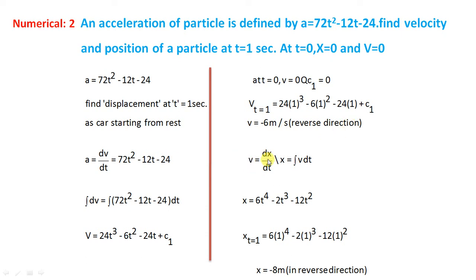Now velocity v is equal to dx by dt. So x is equal to the integration of v into dt. If you integrate this equation, what will you get? 24t raised to 4 upon 4, 24 divided by 4, that will be 6t raised to 4. Similarly, minus 2t cube minus 12t. So this will give you the displacement equation.